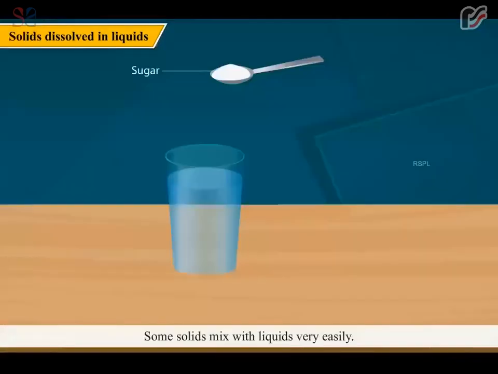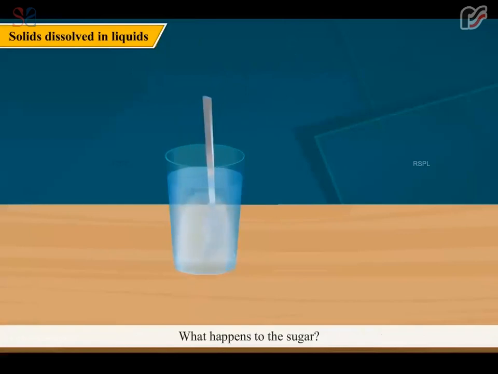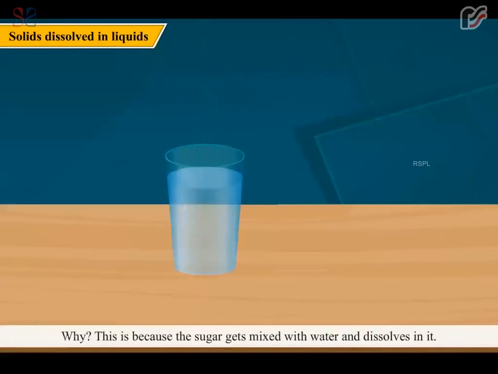Some solids mix with liquids very easily. Add 1 spoon of sugar in a glass of water and stir it. What happens to the sugar? Nothing can be seen in water. Now taste the water. It has sweet taste. Why? This is because the sugar gets mixed with water and dissolves in it.